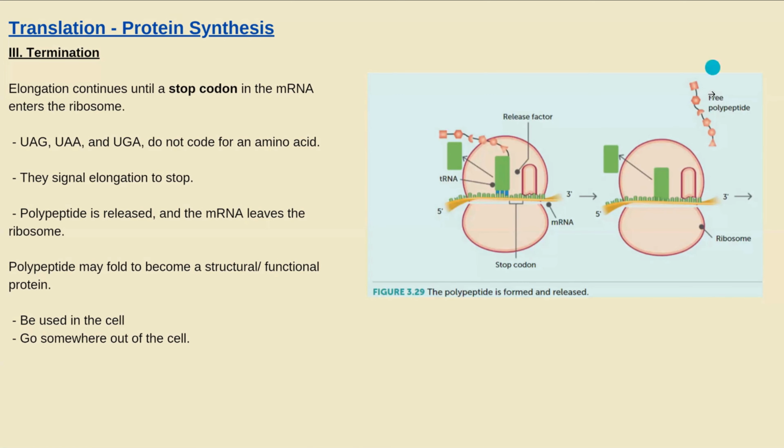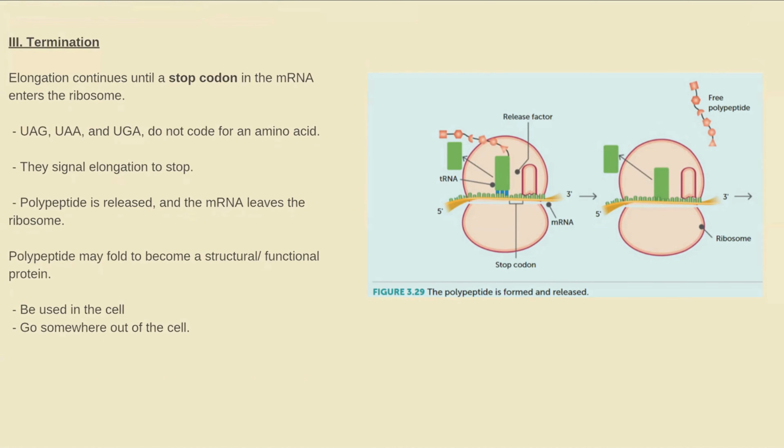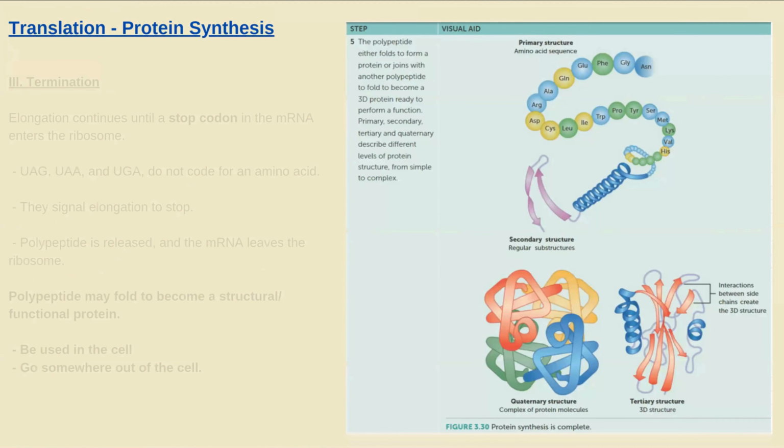And now this free polypeptide could go on to get modified to fulfill its 3D conformation, right? It could be used inside the cell as a signaling factor, let's say, or a structural protein, or it could go somewhere else outside the cell, for example, as a hormone, to do some other signaling in another cell, right? And just a little bit more detail there.